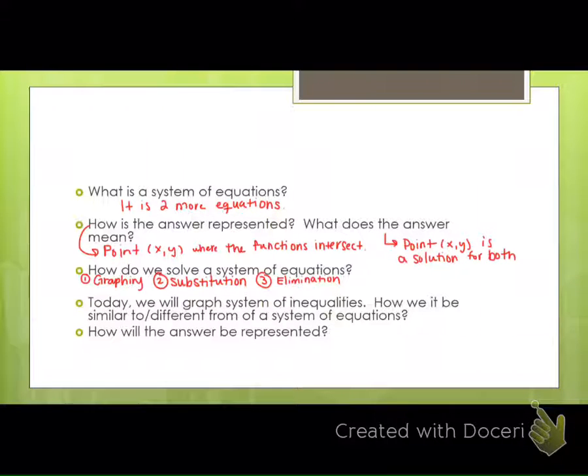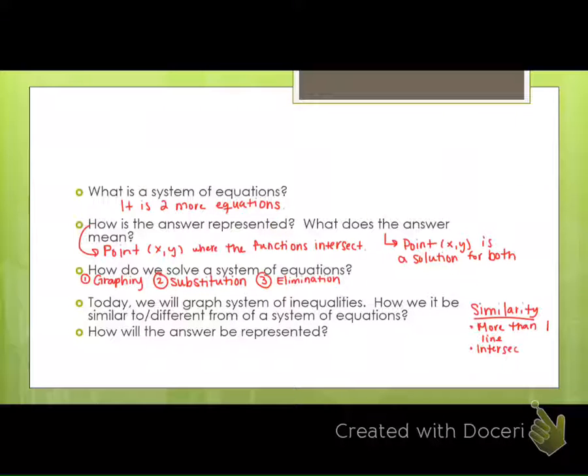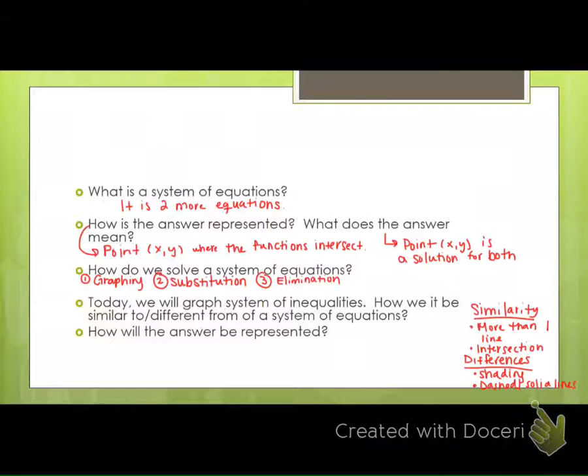Okay, today we will be graphing a system of inequalities. How will it be different and how will it be similar to a system of equations? Similarities will include they're both going to have more than one line, and we're going to be looking for intersections. The differences are going to be there's going to be shading and dashed or solid lines. And the answer is going to be represented by where the 2 shaded regions overlap. So that's what we're going to be talking about today.